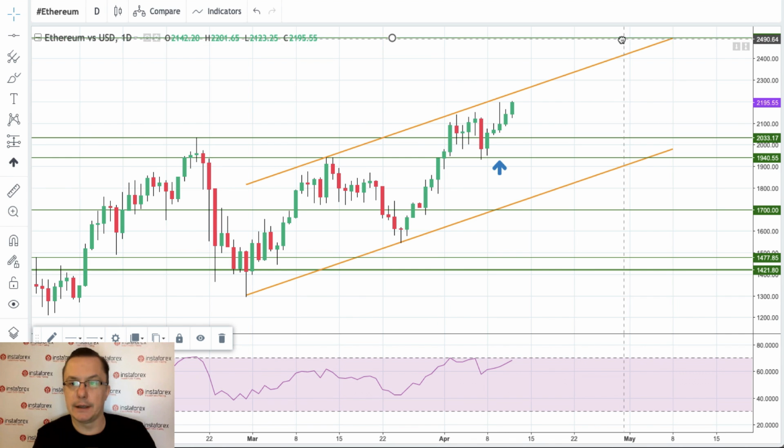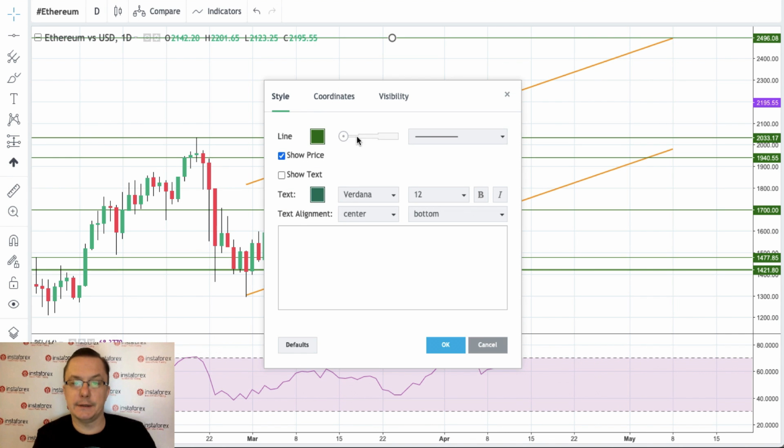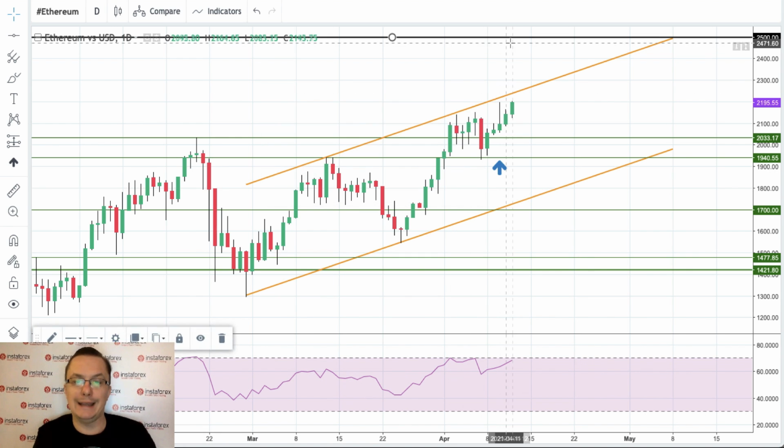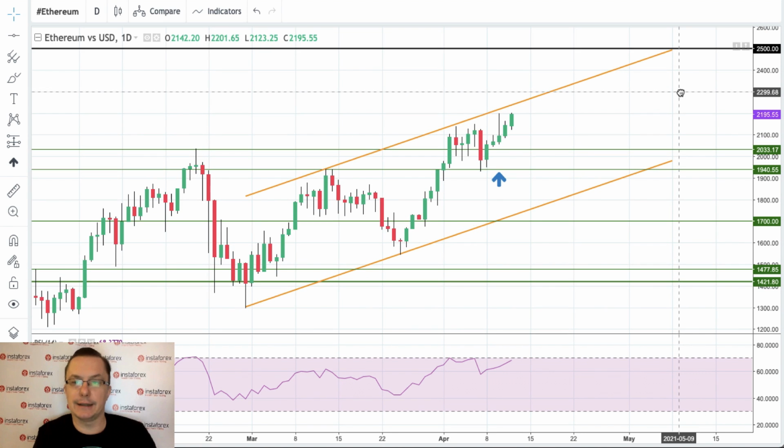But if the bulls expand the pace of the growth, we might see the next target, and the target will be black. The black target is, of course, $2,500 for Ethereum. So this is our short-term target for Ethereum. I mean, this is the next important level for the bulls on Ethereum. So please keep an eye on this target.